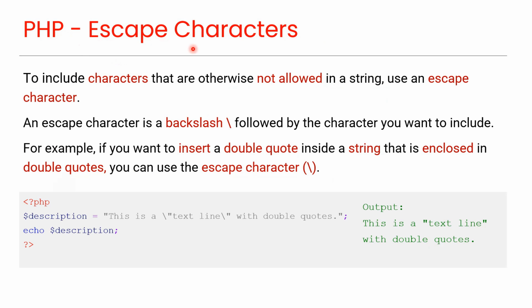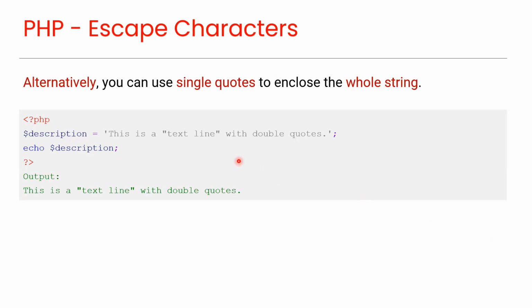PHP escape characters. To include characters that are otherwise not allowed in a string, use an escape character. An escape character is a backslash followed by the character you want to include. For example, if you want to insert a double quote inside a string that is enclosed in double quotes, you can use the escape character, like this, and you can see the output here. Alternatively, you can use single quotes to enclose the whole string, like this, and you can see the output here.